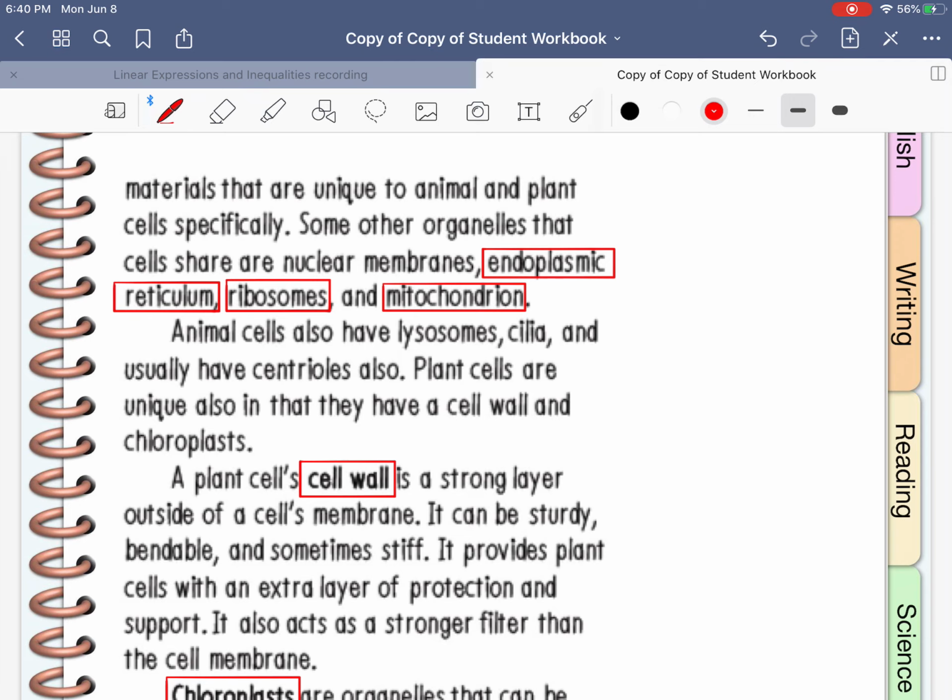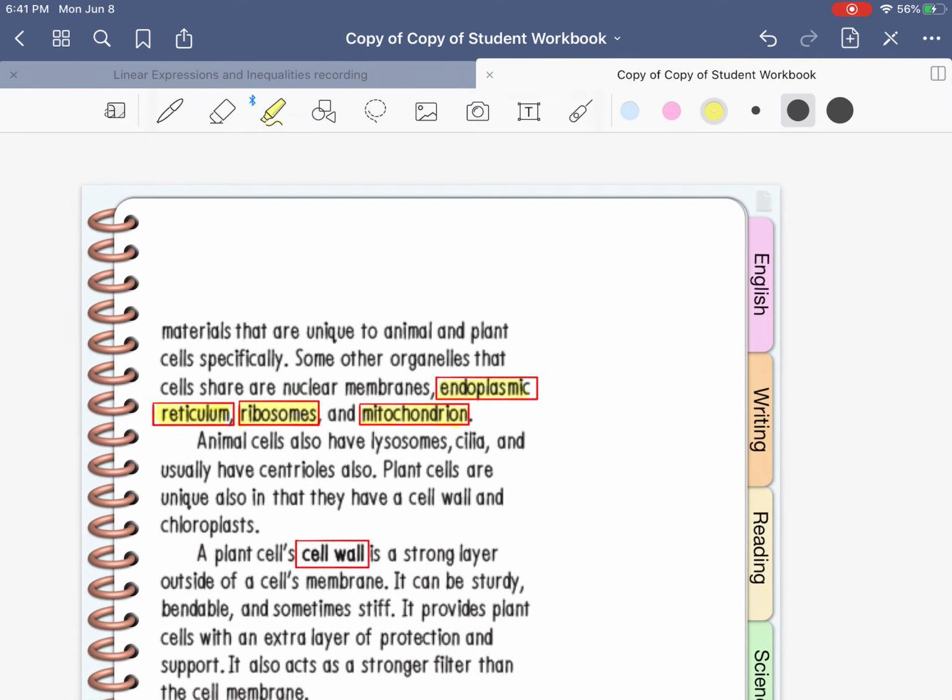Some other organelles that these cells share are nuclear membranes, and I didn't make that a flashcard because if you think about it, you know what this means. Nuclear is nucleus and membrane is skin. So this is the skin around that nucleus. Endoplasmic reticulum, ribosomes, and mitochondrion. Okay, so let's talk about these for just a minute.